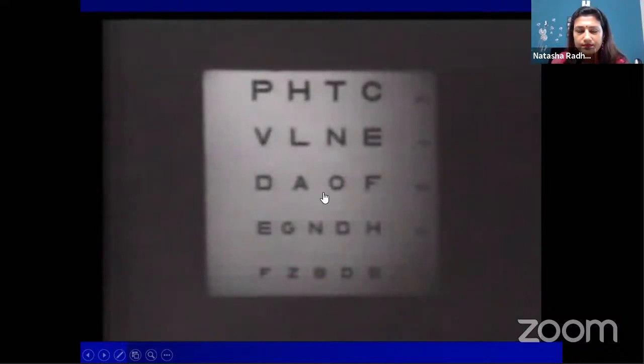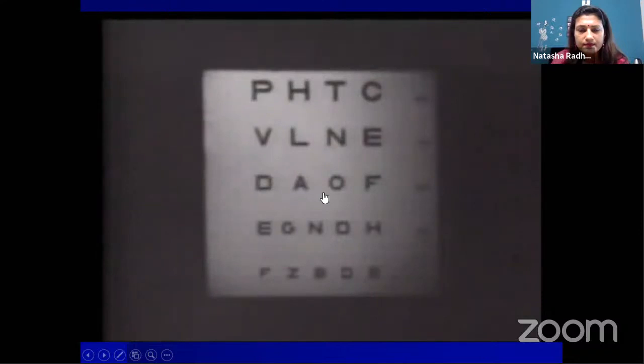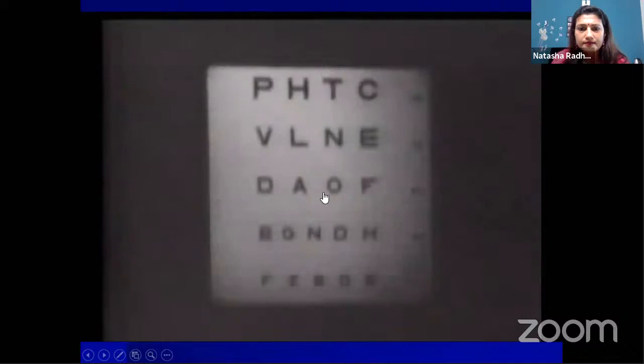Even when the choices appear equally clear, there are often small differences in distortion between the two. For example, the letters in this choice 5 are slightly elongated vertically, and those in choice 6 widened horizontally. This is unavoidable with ordinary cross-cylinder testing, and the patient must simply be asked to compare the clarity of the letters between the two choices.